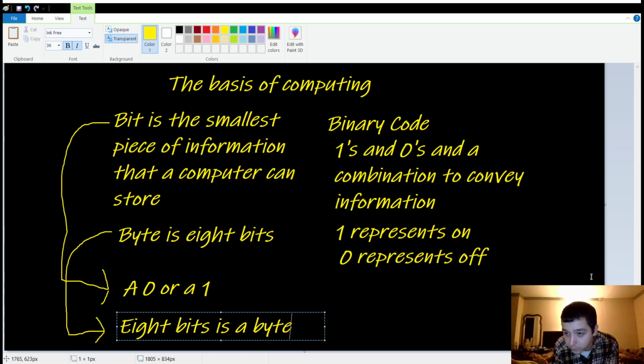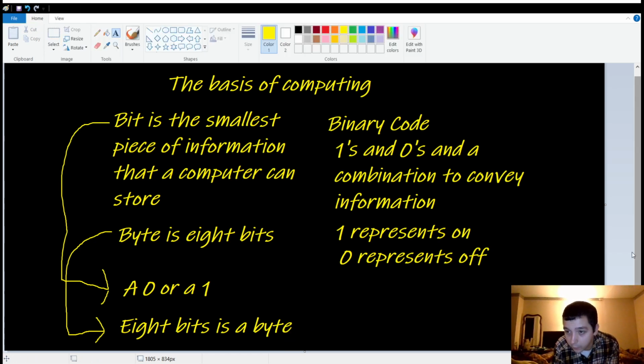So going further into that, we're going to go into binary code and understanding it, and how it will tie into programming in the future when we program.